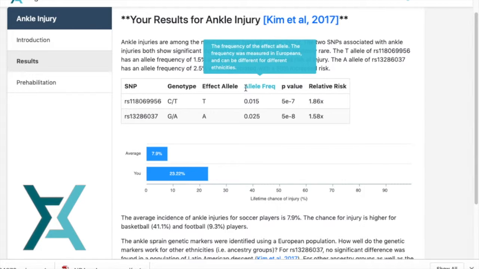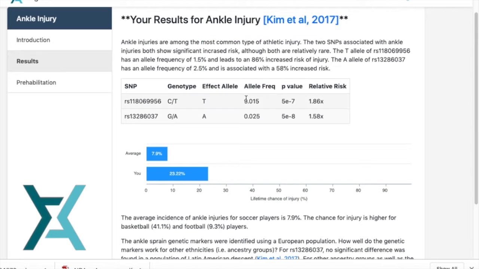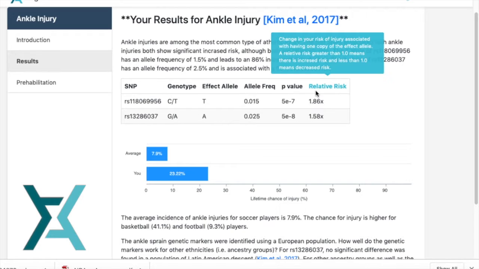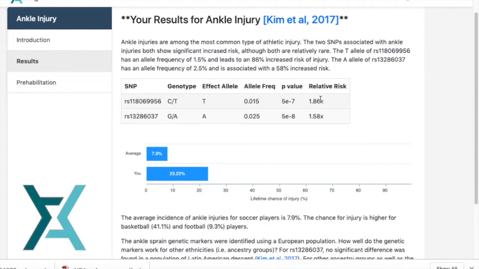Allele frequency is the frequency of the effect allele. So in this case, 1.5% of the time there's T, the remainder of the time it's a C. P-value is the significance, the p-value for significance of this allele for association with ankle injury. Here, 5 times 10 to the minus 7, which is a pretty small number and hence fairly significant. Relative risk is the increased risk that occurs when you carry one copy of the effect allele. So a single copy of a T, as in this case, results in an 86% increase of ankle injury.